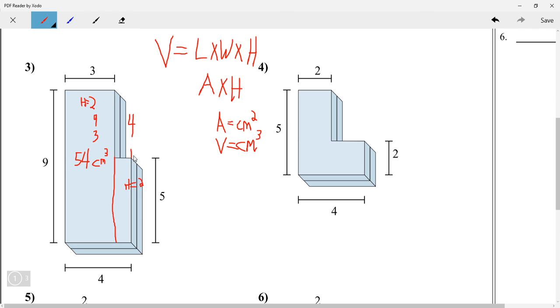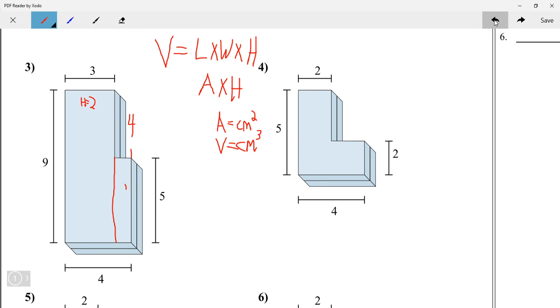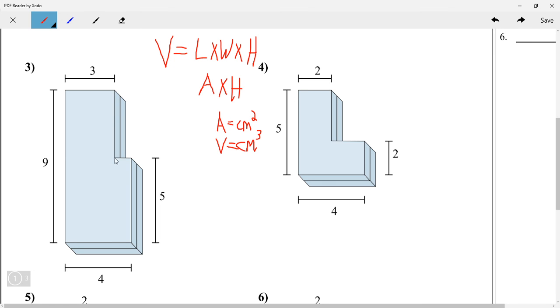And then this one would be, the dimensions would be 1 and 5. So we have to multiply these ones. 2 times 5 is 10, times 1 is 10. And 54 plus 10 equals 64 centimeters cubed. Same thing. There's actually one more way to do this. Now this one is probably harder. I wouldn't recommend it, but I do want to just show it.